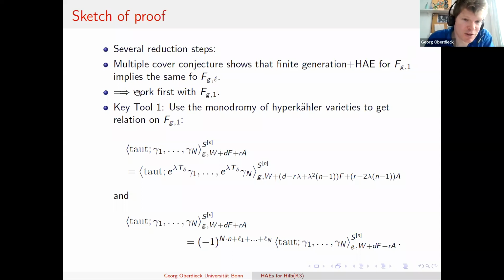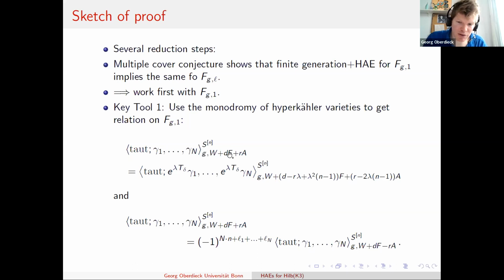And there are essentially two main tools here that we will use. The first one is to use the monodromy of these hyperkähler varieties to get relations on this FG1. To explain this, if you have the Hilbert scheme of points on the K3 surface, you can deform, of course, the K3 surface, but this will not produce any new relations. But instead, you can view this as a hyperkähler variety and apply the global Torelli theorem. And then in this moduli space of hyperkähler varieties, this locus of Hilbert schemes of points of a K3 surface is just a divisor. So you can deform out of that locus and deform to a space which is no longer the Hilbert scheme. And so if you do this and apply monodromy, then you get relations which are not clear from this Hilbert scheme structure.